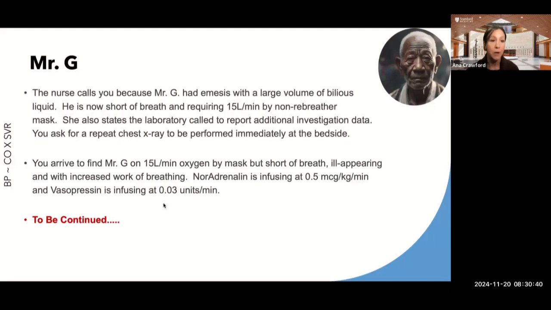Again, I'm going to move us along. Mr. G is now on 15 liters per minute of oxygen by mask, but he's still short of breath. He's ill appearing, has increased work of breathing. He's on noradrenaline. He's on vasopressin. He received some hydrocortisone, and his clinical course will be continued.